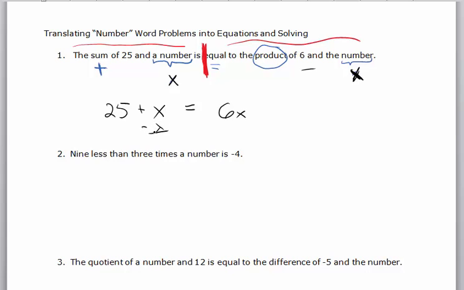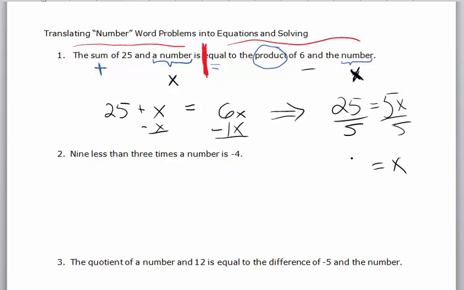Subtract x from both sides. Remember, that's a 1x if you want. And that would leave me with the equation 25 equals 5x. And then I divide both sides by 5. And that gives me my solution, x equals 5. That is the number that they're referring to here.